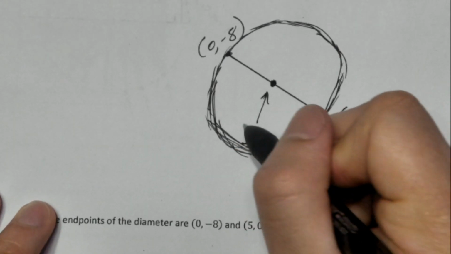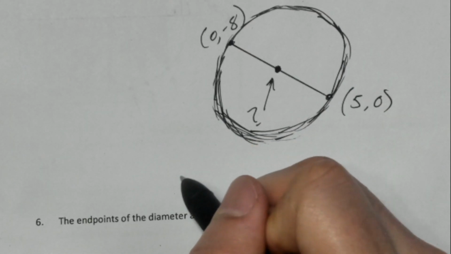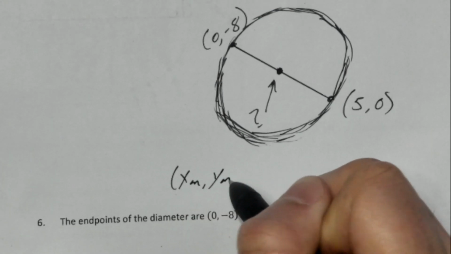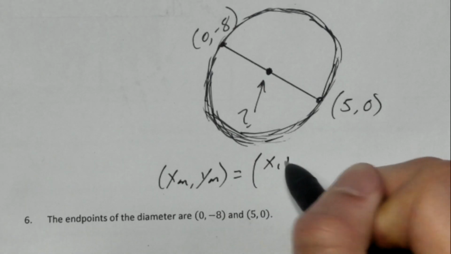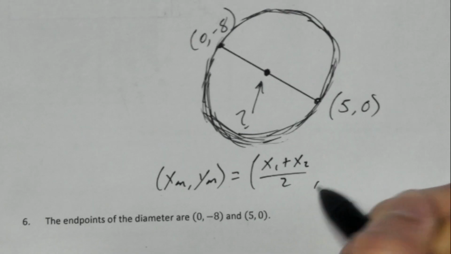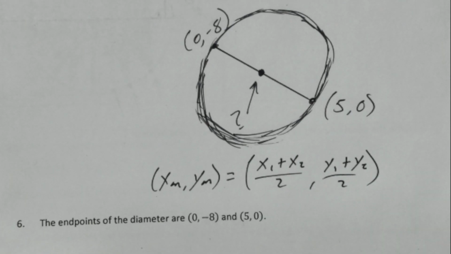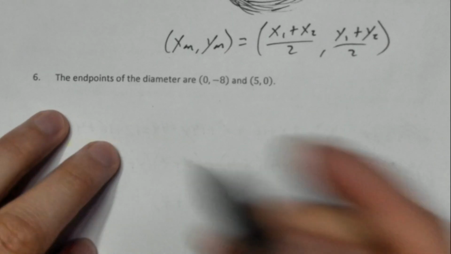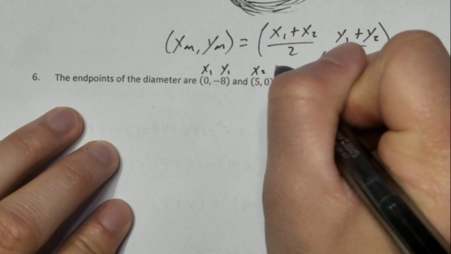The thing is, I'm trying to find that middle point. So how do I find the middle point? I'm going to use the midpoint formula, which is going to be xm comma ym for the midpoint, located at x1 plus x2 divided by 2, comma, y1 plus y2 divided by 2. That's it. So I'm just going to use this formula to find the middle. All right, so let me label my points. X1, y1, x2, y2.